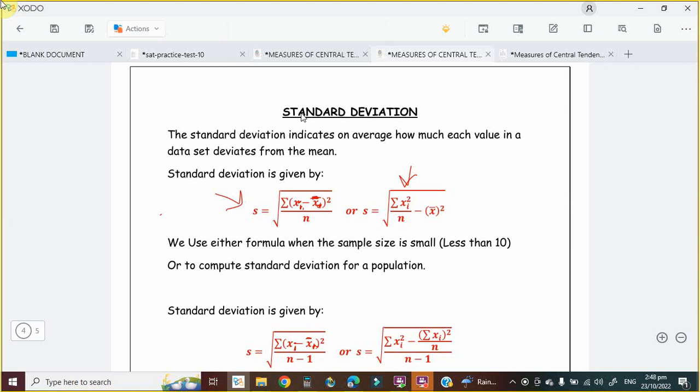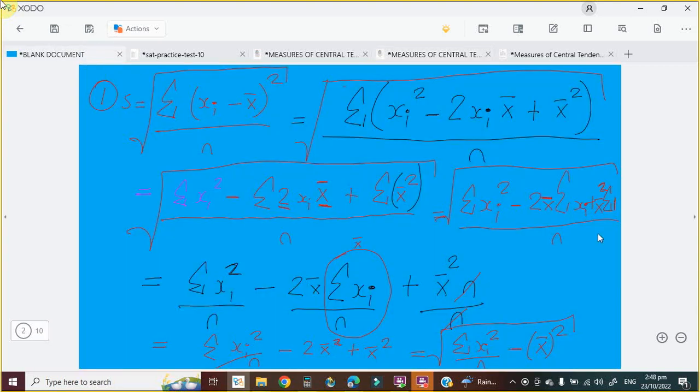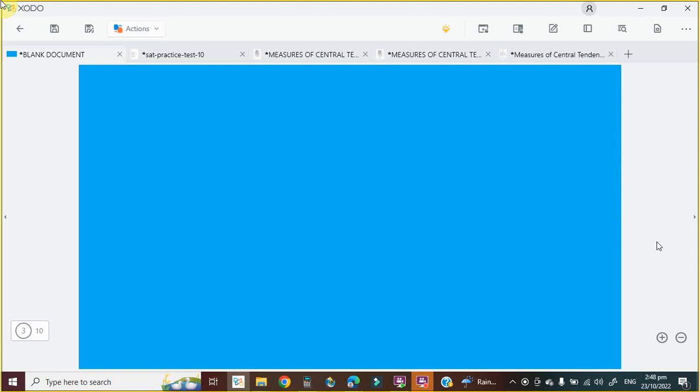So, just to not get carried away, I'm on standard deviation. What this does, it measures how much on average each data value deviates from the mean. That's what it does. So for example, I'm going to do an example.